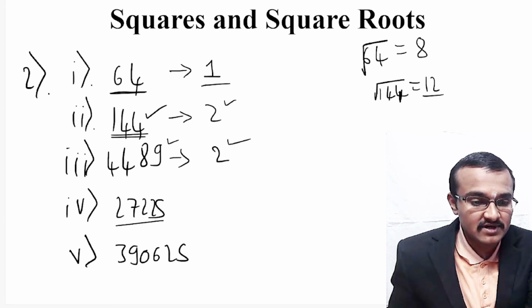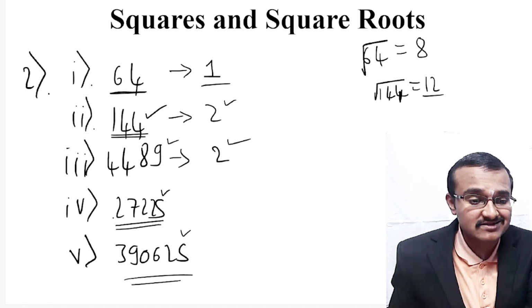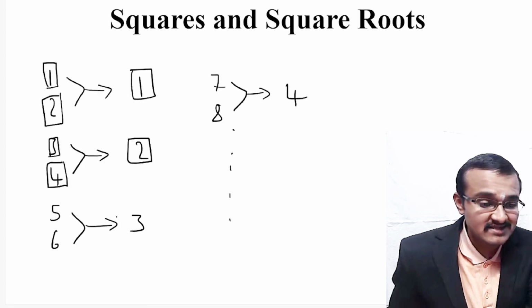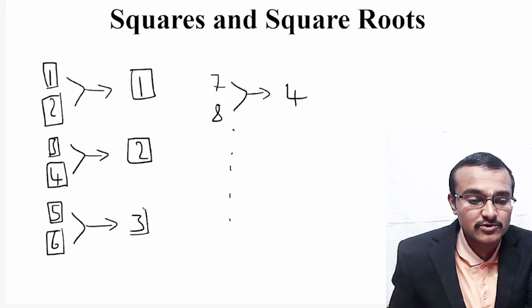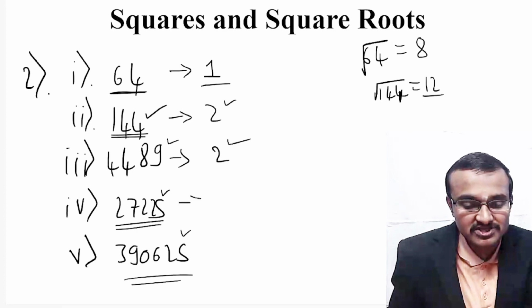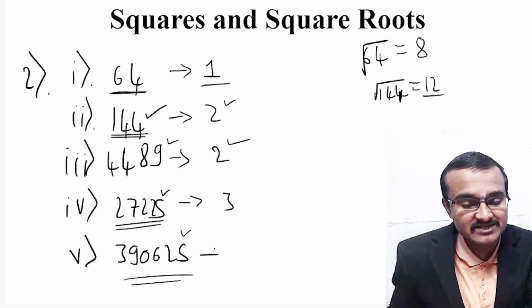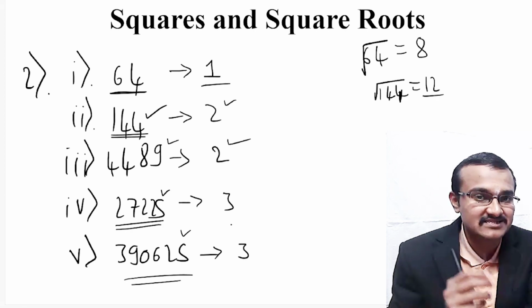Here the fourth question and fifth question contain 5 digits and 6 digits respectively. That means here you can see this particular rule. If a perfect square is containing 5 digits or 6 digits, then its square root will be containing 3 digits. So the answer for this particular fourth question will be 3. That means the square root contains 3 digits. And the answer for this fifth question is also 3. That means the square root contains 3 digits.